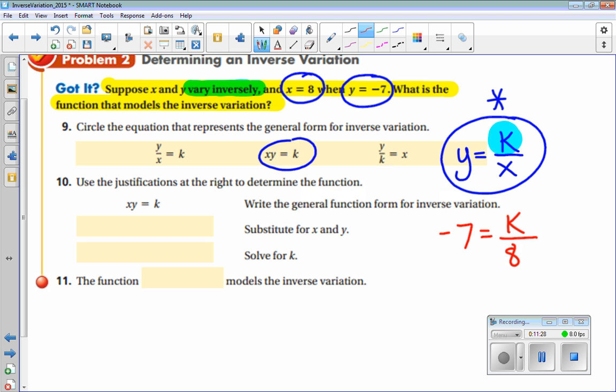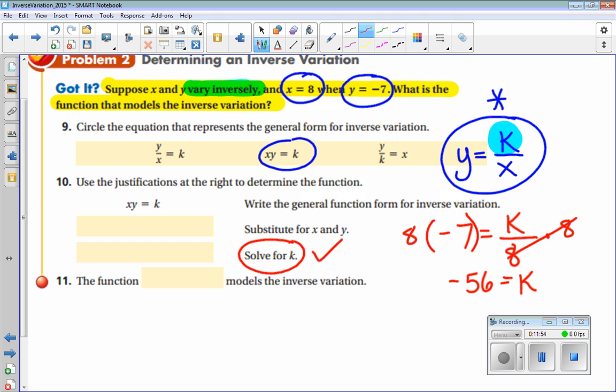How would I solve this for k, Travis? By what? Perfect. I'm going to multiply both sides by 8. It's exactly what I'm going to do. Multiply by 8, multiply by 8. So what is my constant of variation? -56, right? Good. So we solved for k, we did that.